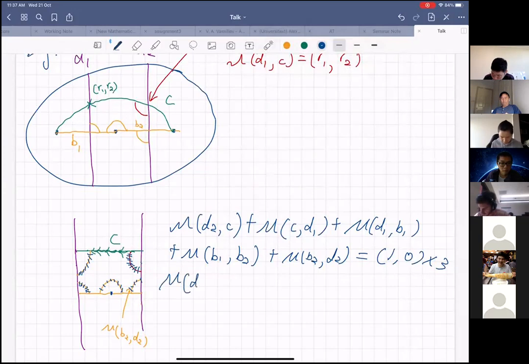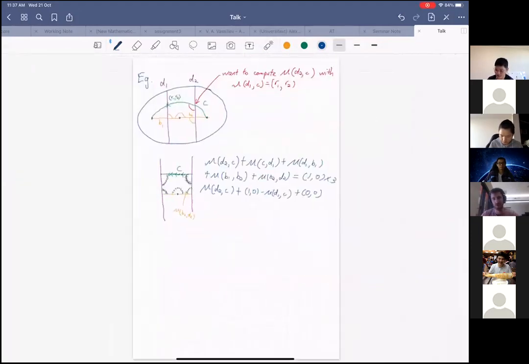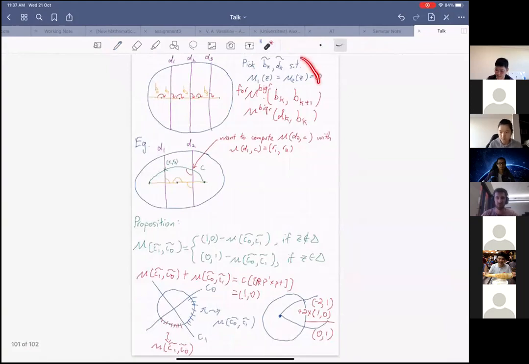So let's try it all out. I swap to the things that I know. Do I know CD1? I don't know. What I know is D1C, so I swap it. And then do I know D1B1? I know, and I set it to 0, 0. This is how I pick my grading.